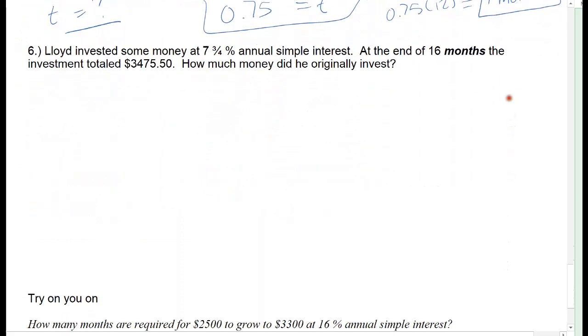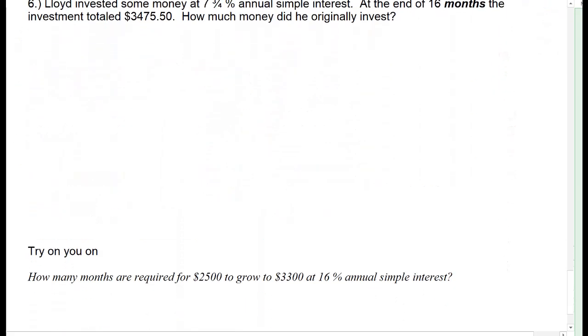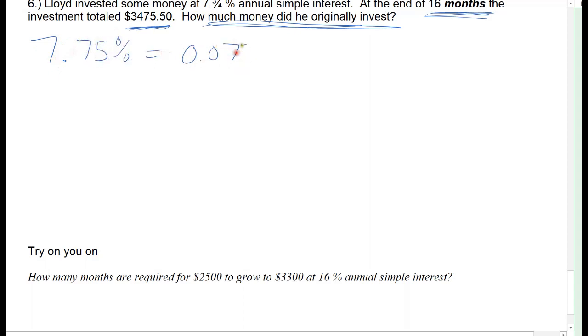All right, next example also has things in terms of months. Lloyd invested some money at 7 3/4% annual simple interest. So there's my simple interest. At the end of 16 months, the investment totaled an amount of $3,475.50. How much money did he originally invest? All right, so first of all, there's the 7 3/4. So 3/4 is 0.75%, which if I write that as a decimal, it's 0.0775.